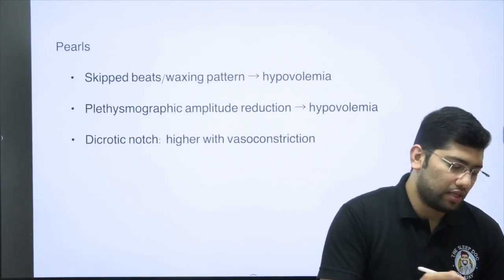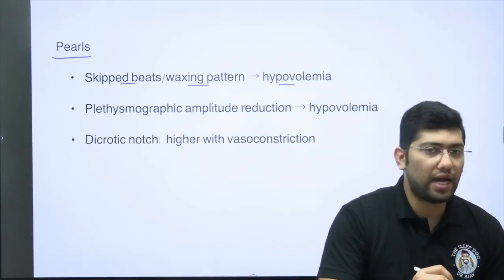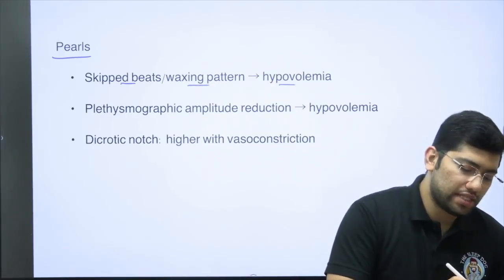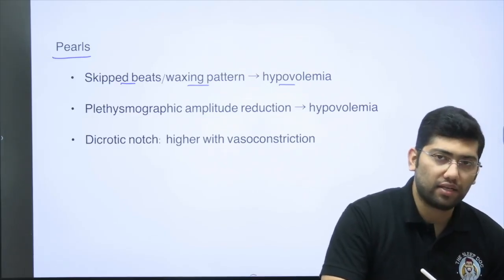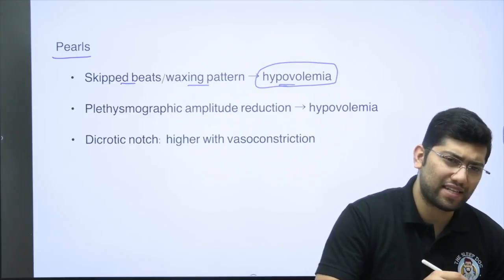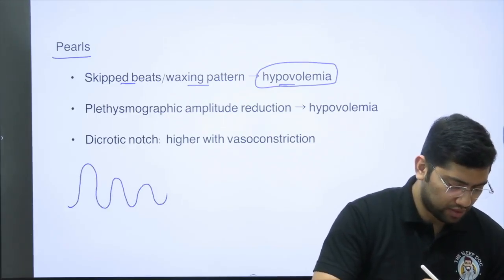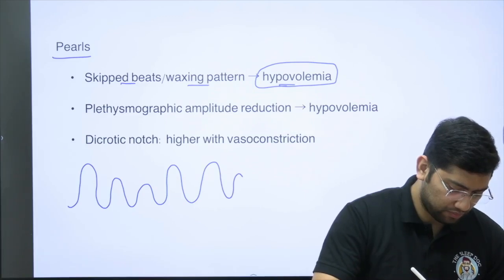Now, a quick pulse, or just important points regarding pulse oximetry. So if you see skipped beats or a waxing pattern, it signifies hypovolemia. Now, what is this waxing pattern? So you can just imagine this is a pulse oximeter waveform.